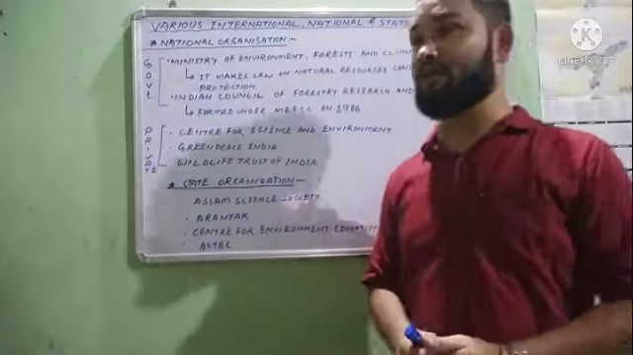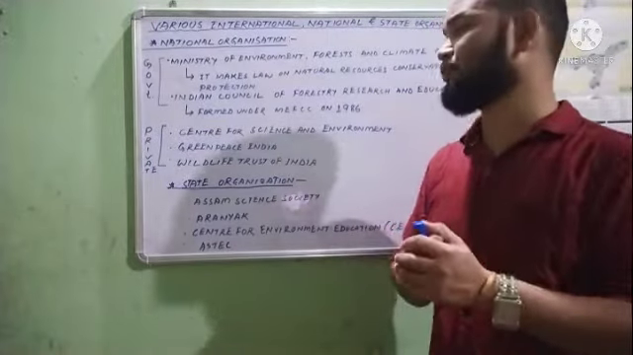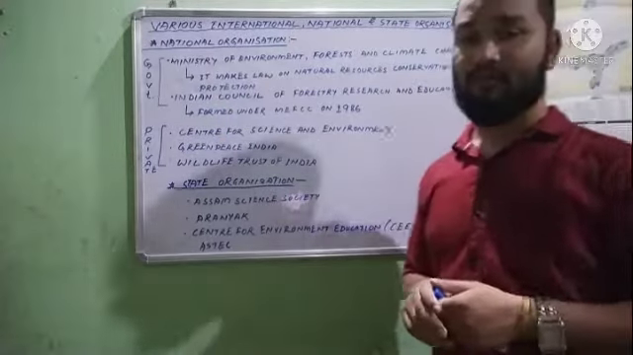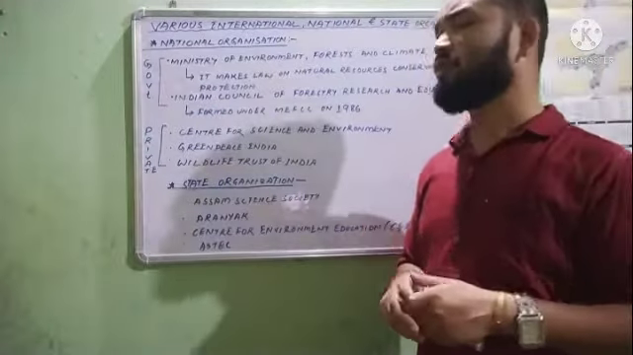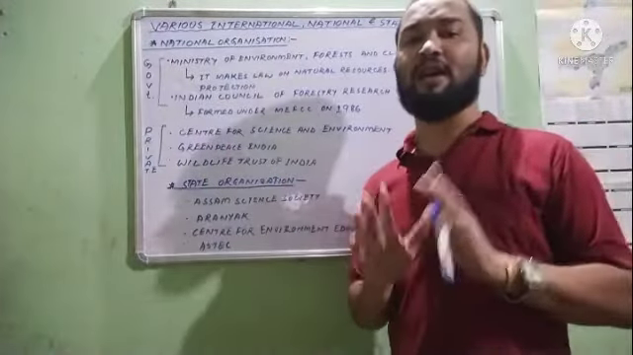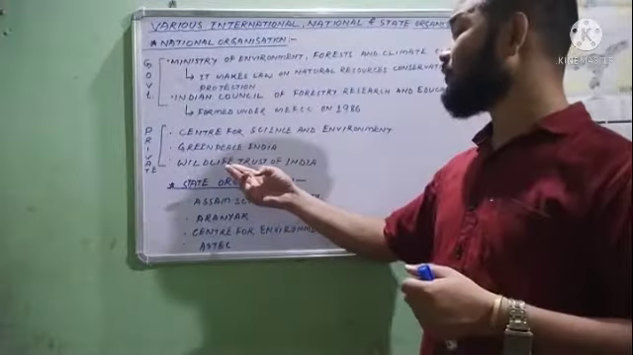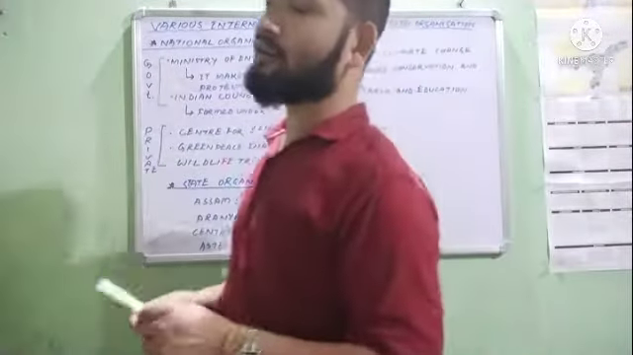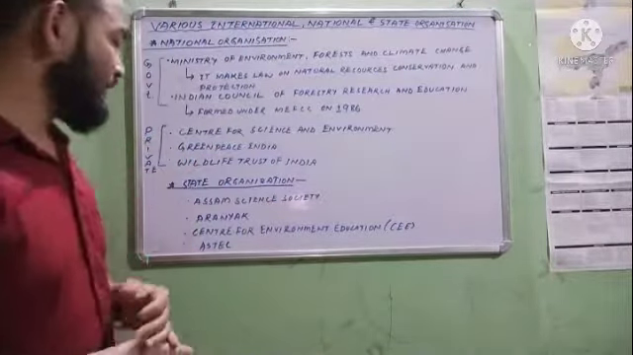Next is some private organizations. They are also working in different ways to conserve and protect the natural resources. Private organizations, you see: Center for Science and Environment, a Delhi-based organization working all over India. Then Greenpeace India, it is also working all over India. Wildlife Trust of India, this is the third organization working for conservation of natural resources of India. Okay, just try to remember the names, nothing else to write.